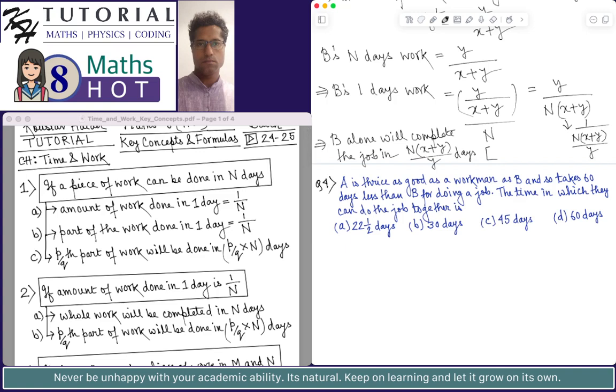The concept we applied is: if from the amount of work done in one day, we can always find the number of days required to complete the whole work. So if the amount of work done in one day by one man, or for more than one man, is in the form of 1 by n, then we can say that the total work will be completed in n days. So this was the concept.